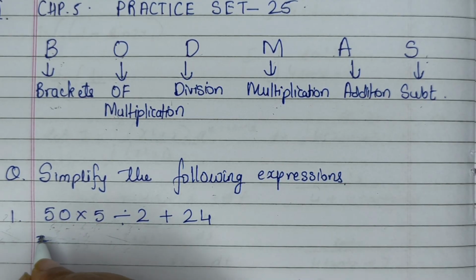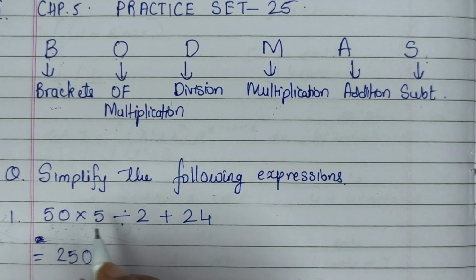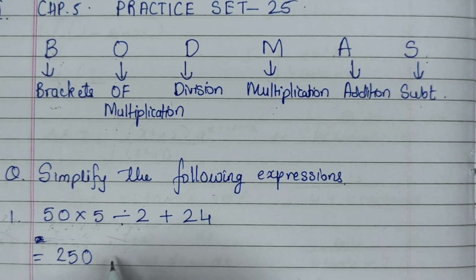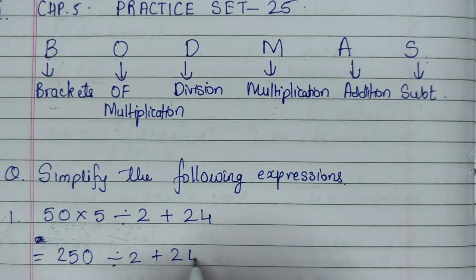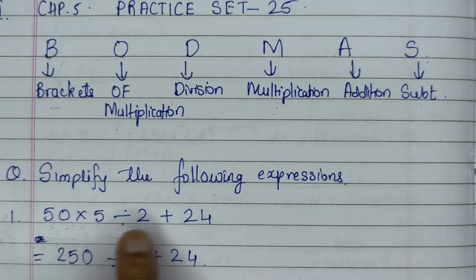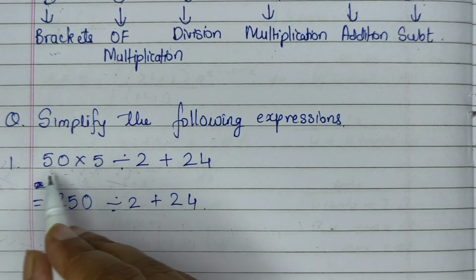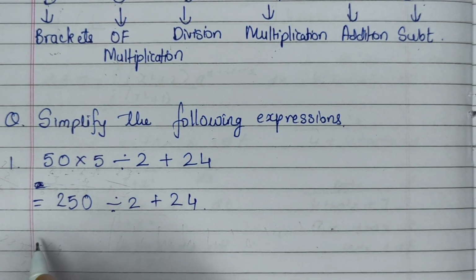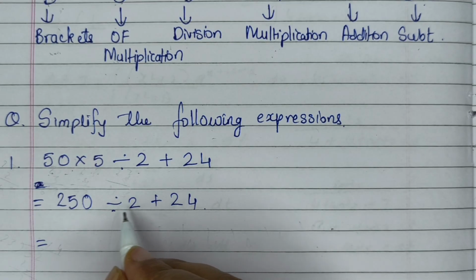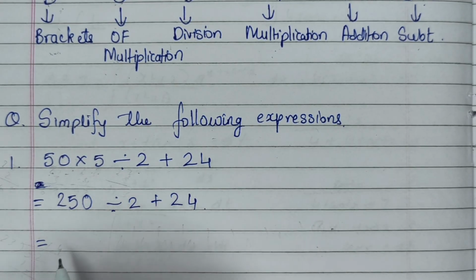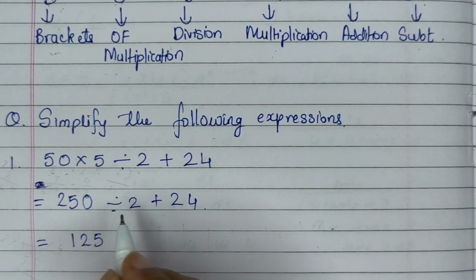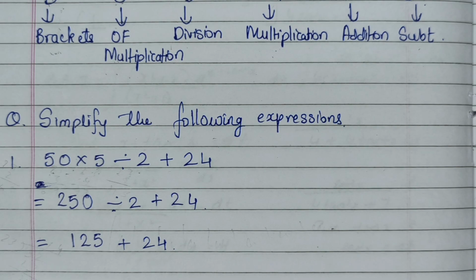5 5s are 25 and this 0. You multiply this right hand side, first you keep it as it is. Understood? See here, first multiply this, keep this as it is. Now after multiplication, see, division is there, so first divide it. 250 divided by 2. When you divide 250 by 2, you get 125, and what is left over here? Plus 24. Understood till here?